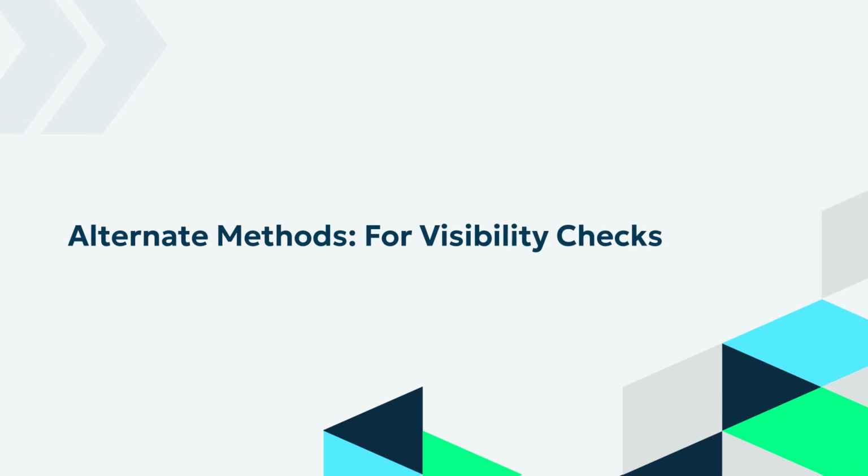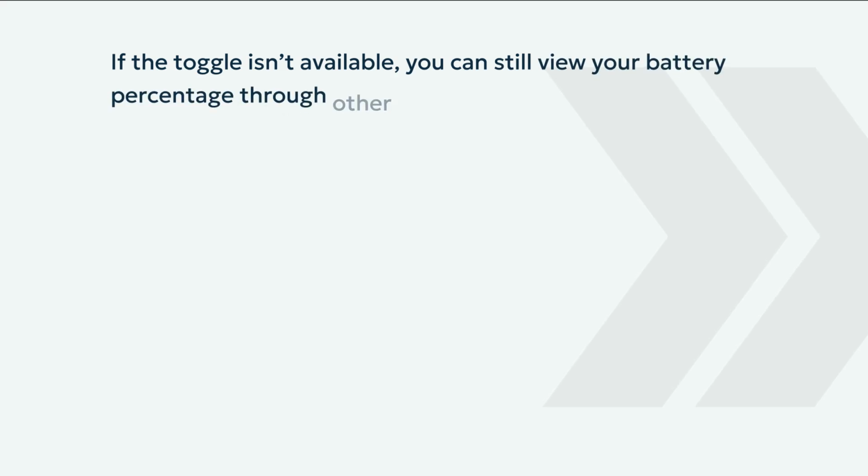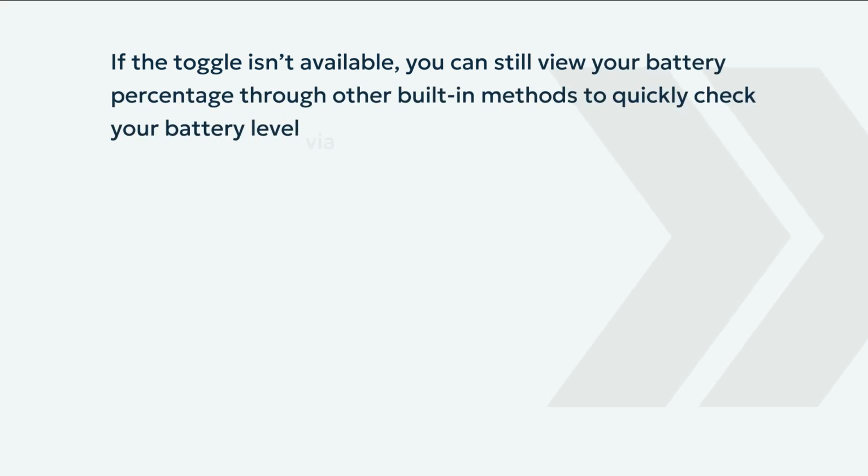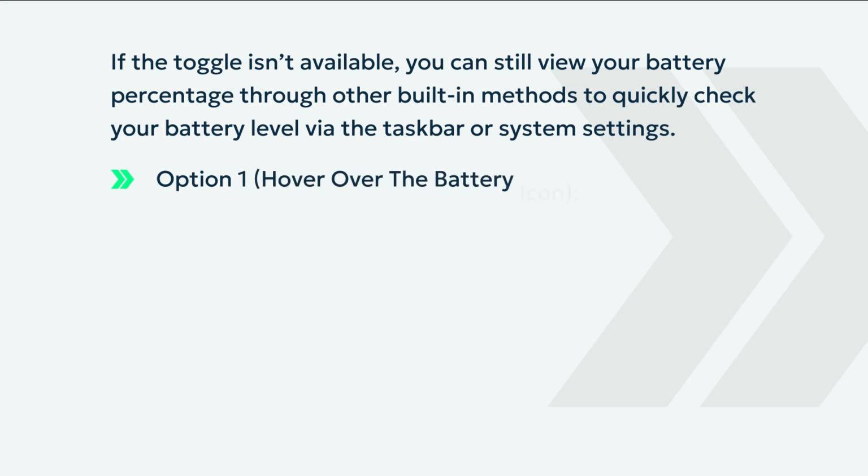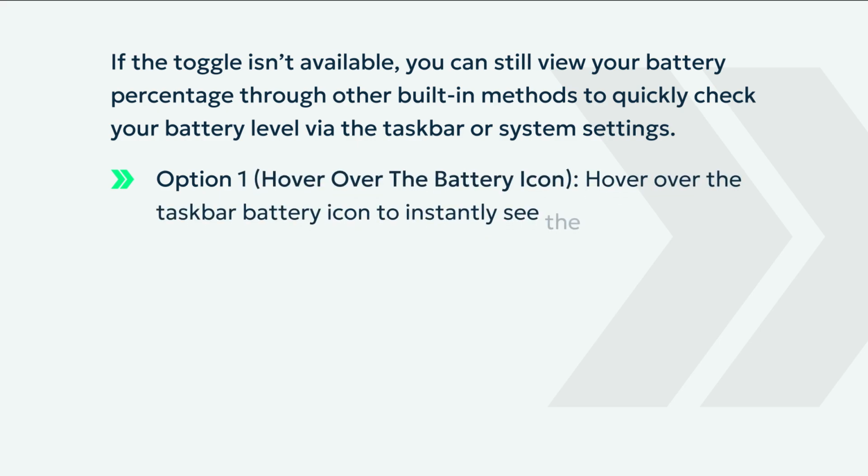Alternate methods for visibility checks. If the toggle isn't available on your device, you can still check your battery percentage in a few other simple ways. These methods don't turn the feature on, but they let you quickly see your battery level through the taskbar or system settings. Option 1. Hover over the battery icon. The fastest way is to hover over the battery icon in the taskbar. Your battery level and charging status will pop up instantly.